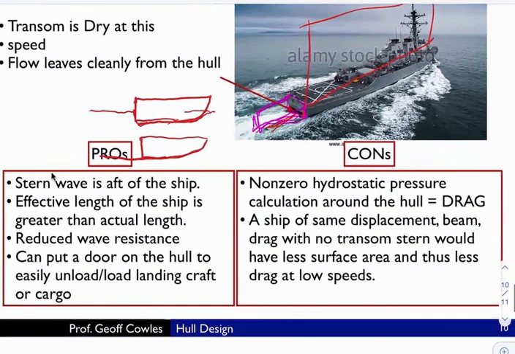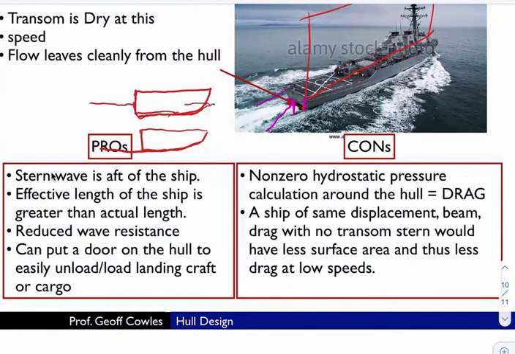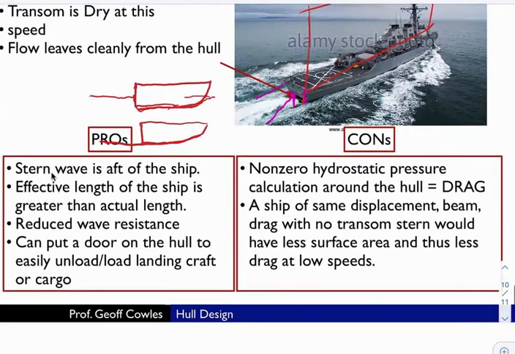There are other reasons why you have transom sterns, particularly on military vessels, the main one being that it allows you to put a door here, and you can have vehicles traversing in and out of the door, and you see that on a number of military vessels. That's how they launch smaller craft that can, say, go to the beach.